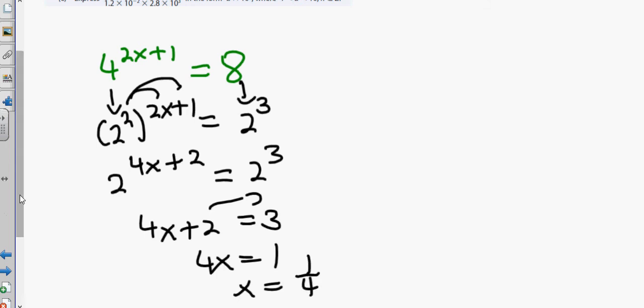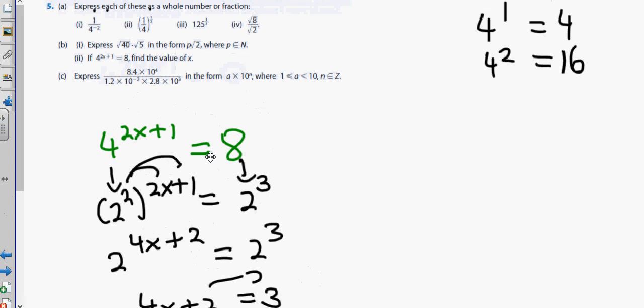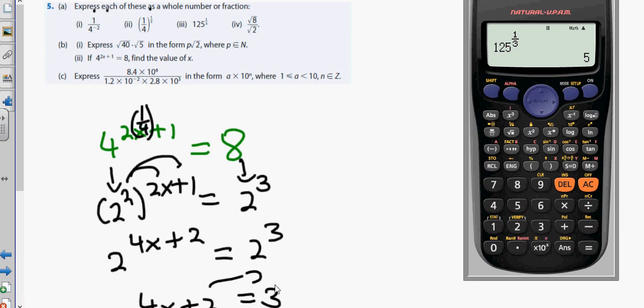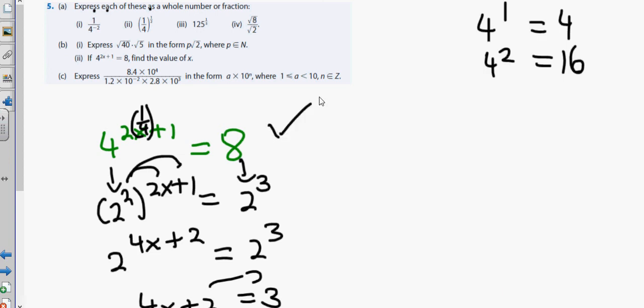Now we can check this answer. It'll be 4 to the power of 2 times a quarter plus 1. So we can check this answer and make sure it's 8. So 4 to the power of 2 times a quarter plus 1, and the answer is 8, so we know that our answer is correct.